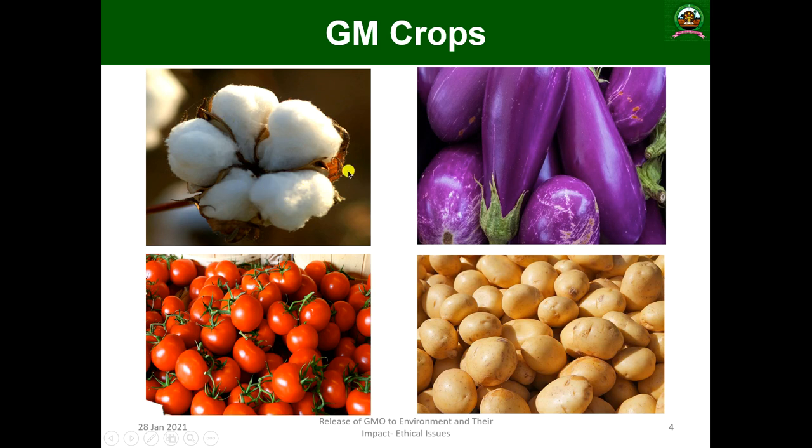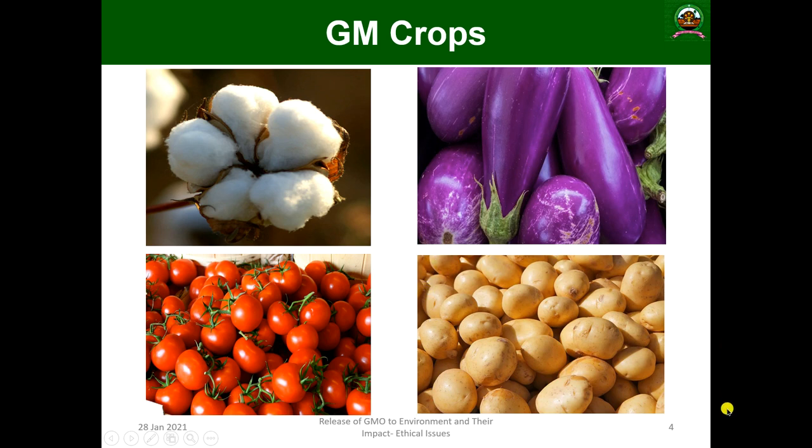Similarly, here you can see brinjal, an agricultural crop. Due to pest and insect attacks, a lot of problems are happening, and this can be prevented by using genetic manipulation. That is known as BT brinjal. And on this side you can see the biotechnologically manipulated tomato, which is a very fresh and quality tomato.